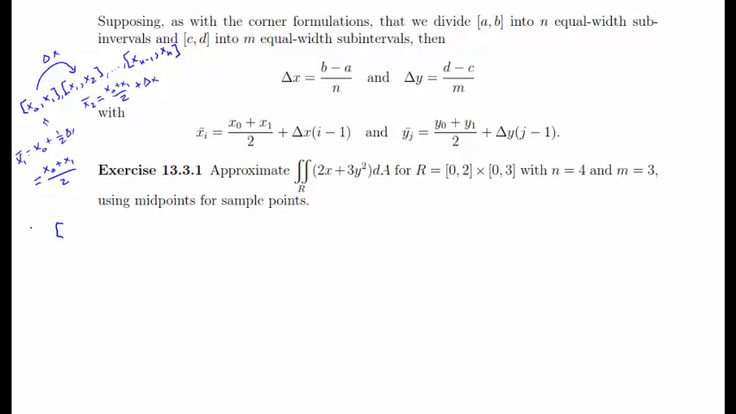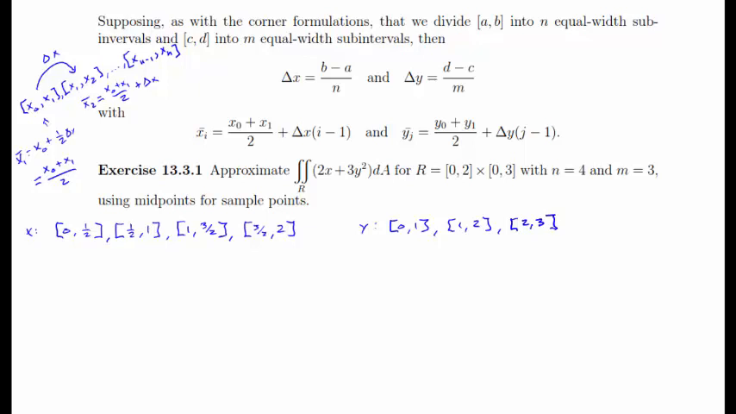So if n equals 4, our subintervals in the x direction are going to be 0 to 1/2, 1/2 to 1, 1 to 3/2, and 3/2 to 2, so that we have 4 subintervals. In the y direction, we're cutting up 0 to 3 into 3 parts, so we have 0 to 1, 1 to 2, and 2 to 3.